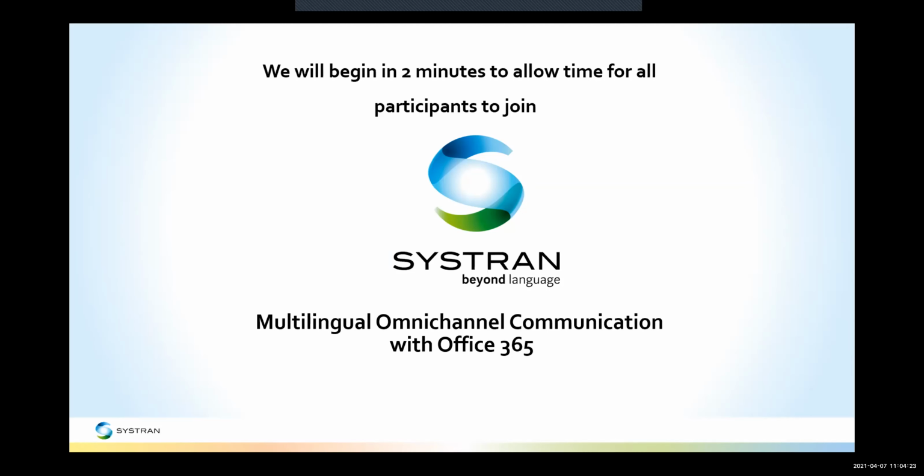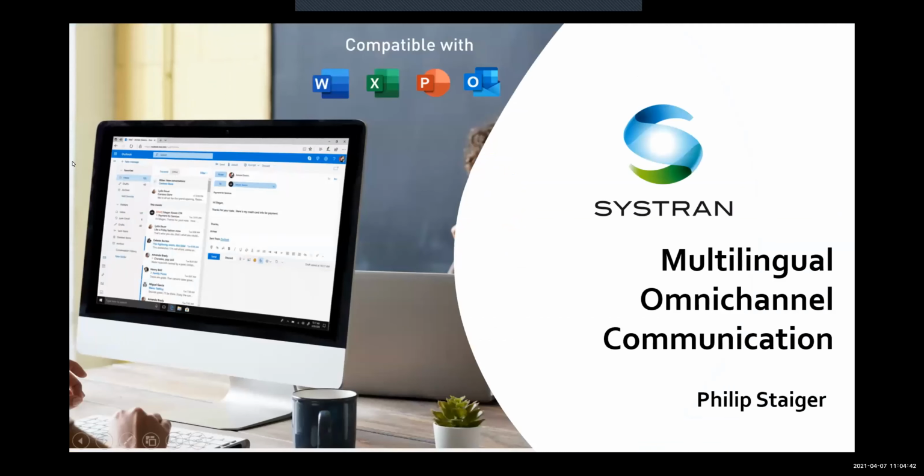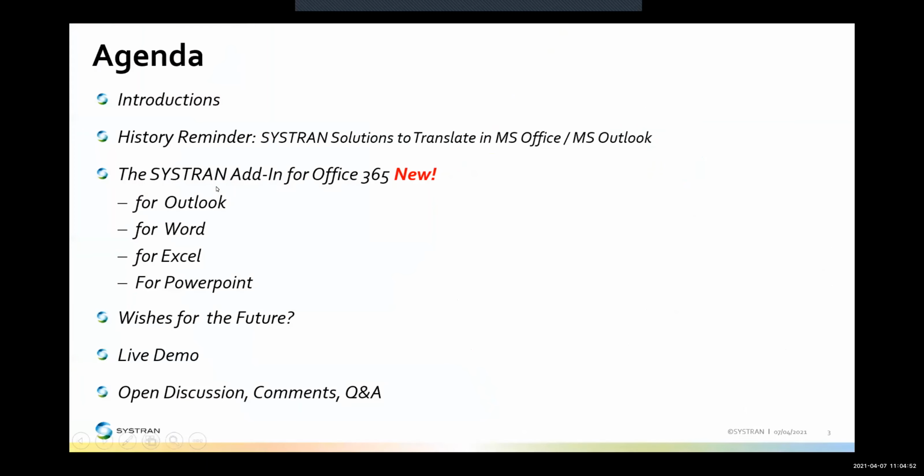We are going to talk about multi-channel communication, omni-channel really, and what does it mean? It's when you have different ways that you need to reach people. You get emails, you get attachments, you have files, you make presentations, and one of the tools that we will talk about mostly today is the new add-in for Office and for Outlook, 365 in particular.